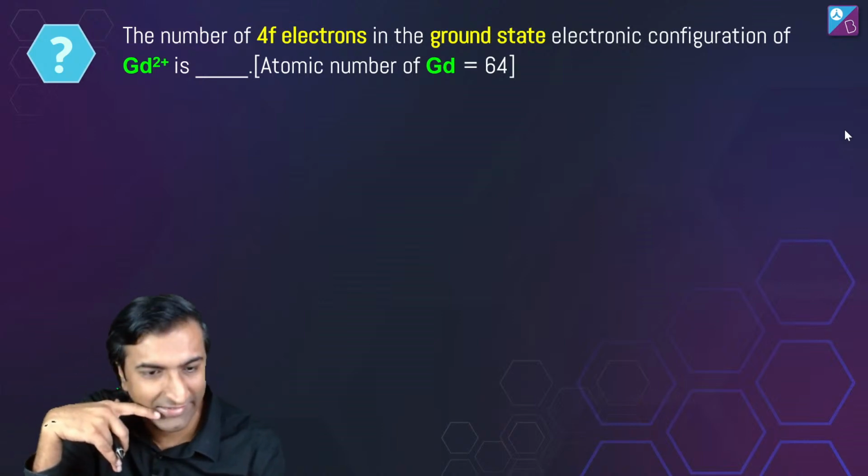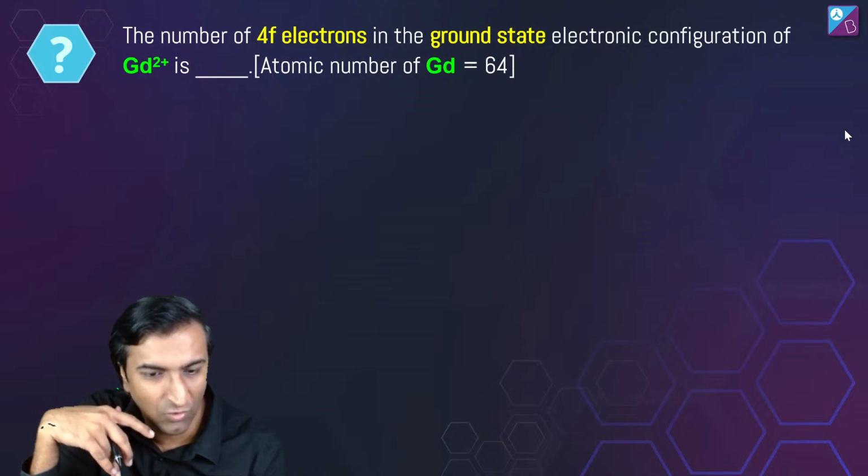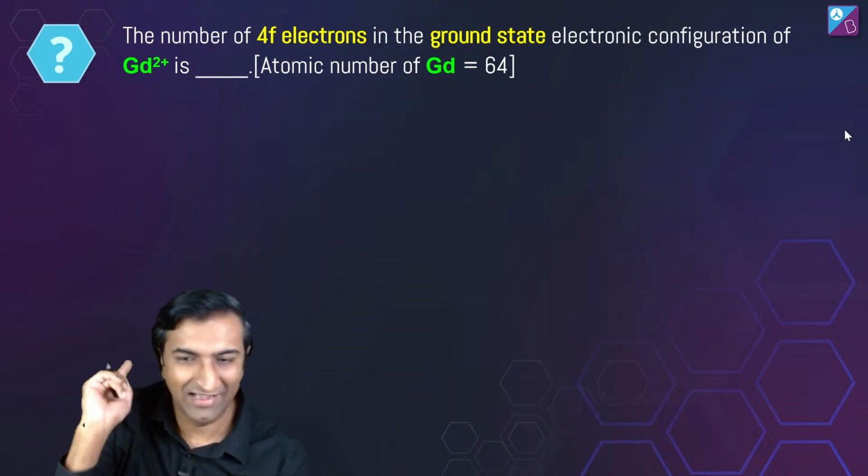All right. Rek is saying 7. Shlok, Rek, Aditya are all saying 7. वो half filled है. सही है. I like that logic.